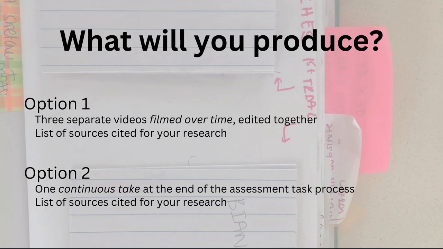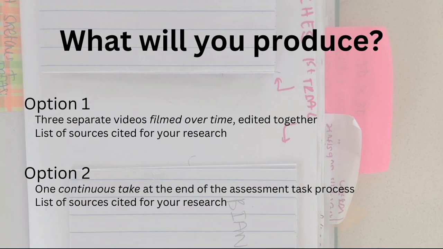The first option is you have three separate videos filmed over time. So, as you're doing the first part, you film the first video of 5 minutes, then you do the second part of the research, you film the second video of 5 minutes, and then you do the last part of the research and you film the last video of 5 minutes. And at the end, you put all of them together so that it creates that 15-minute video. You will need to have a separate document, which is a list of your sources cited for your research. And you'll also insert in there any resources you might have used as part of your presentation.